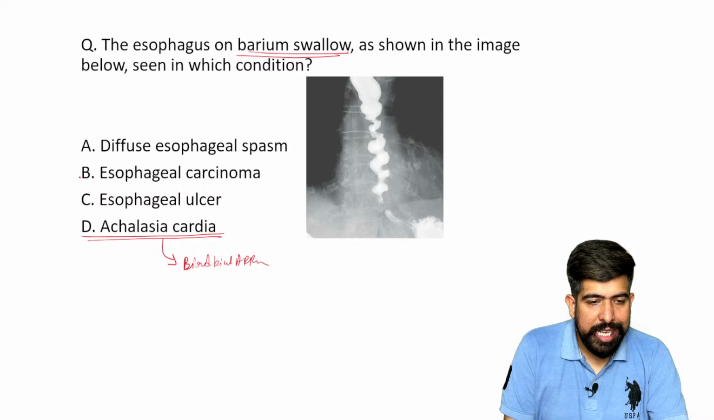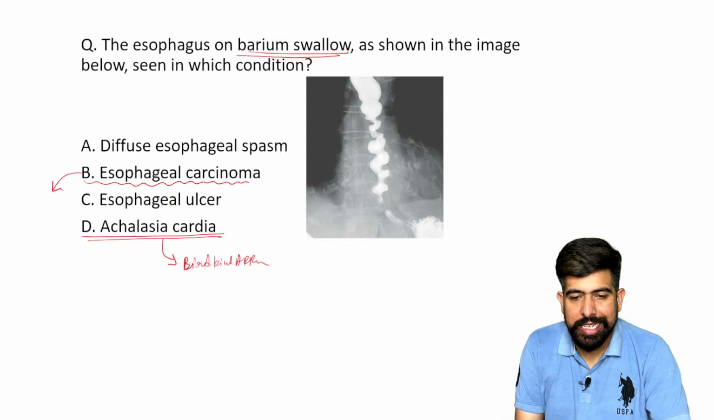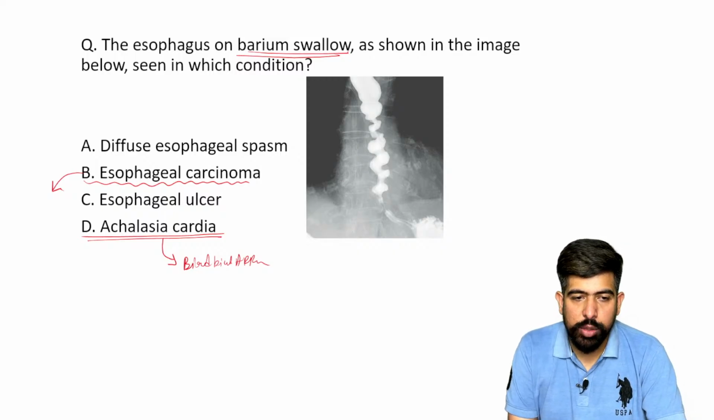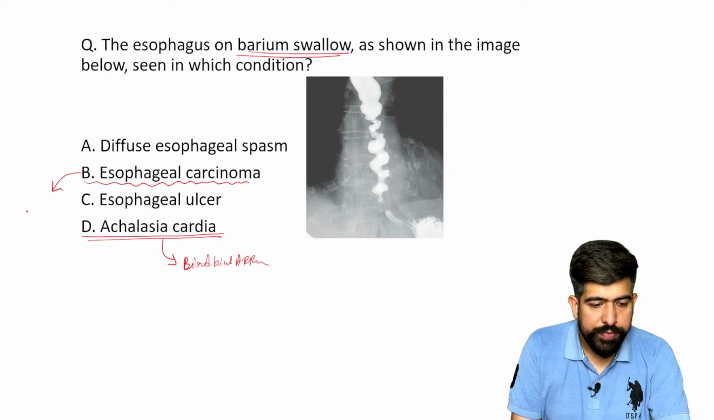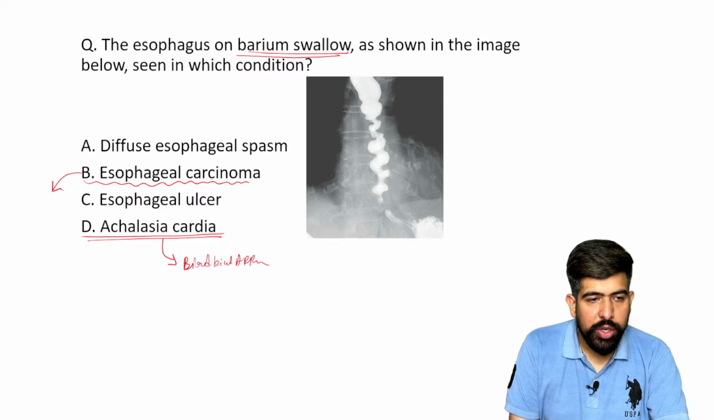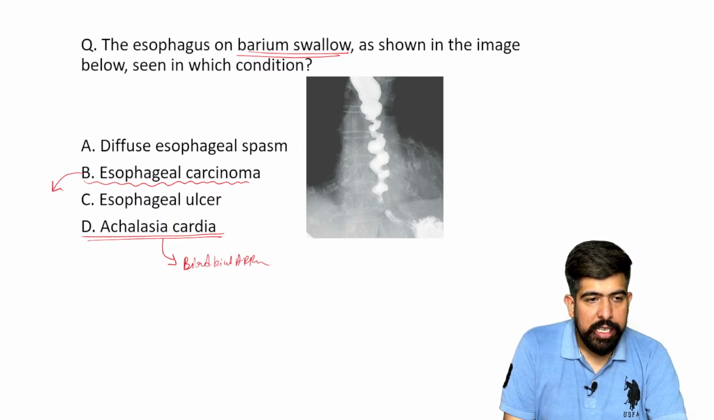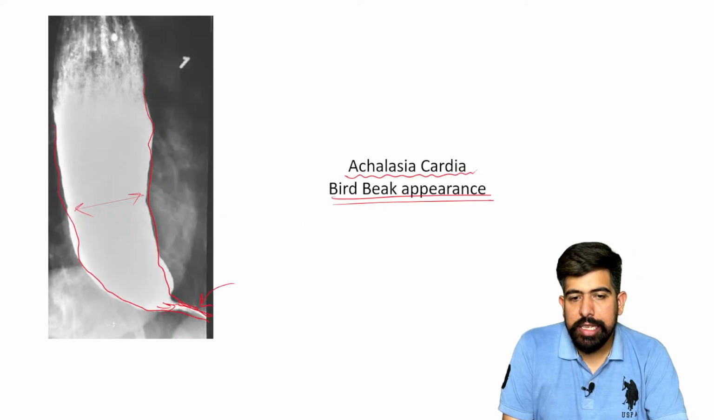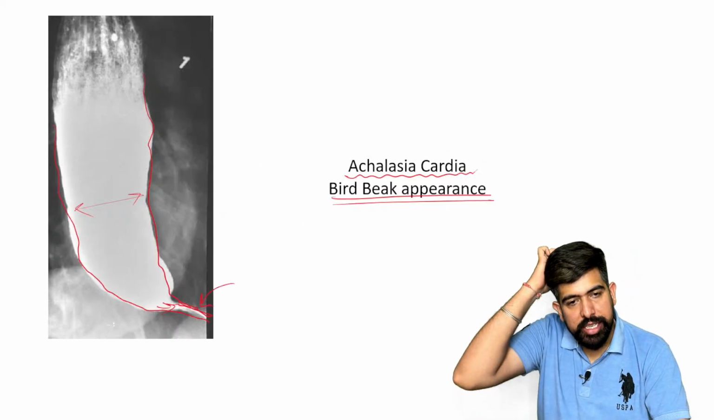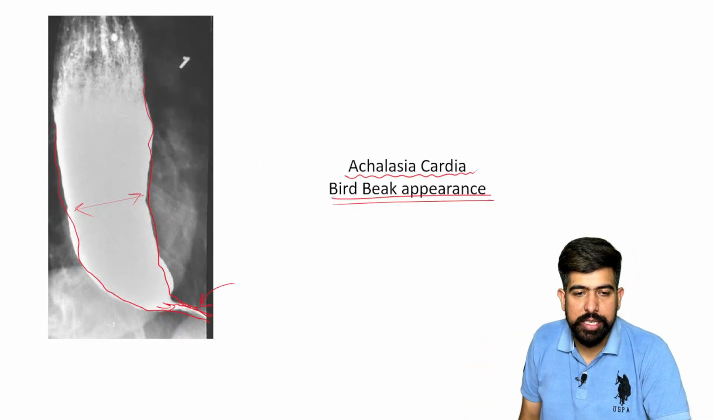Now tell me, what about esophageal carcinoma? What is seen in esophageal carcinoma? I just told you, doctors. I'm going to show you the images again, so you will not be confused in the exam. See, this is the bird beak appearance, which is seen in achalasia cardia.